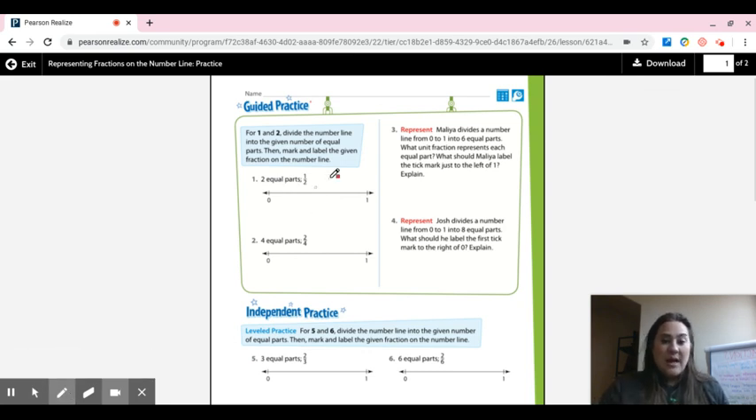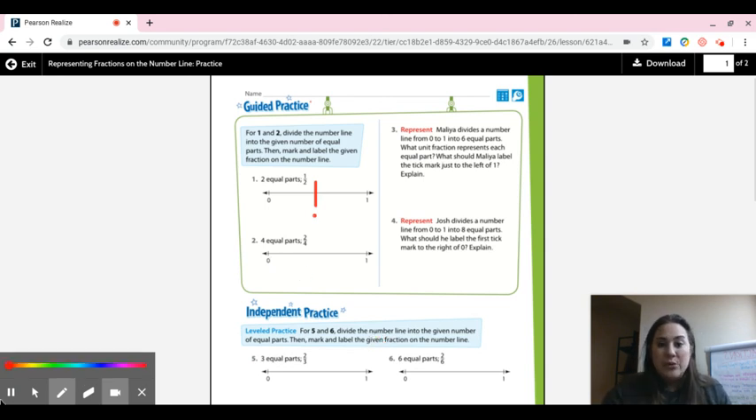2 is the denominator. We know it's going to be divided into 2 equal parts. So you would draw your line down the middle. I've got 1, 2. Now I'm going to mark 1/2. Remember, you're counting the gaps. Well, here's 1 gap. So this is where 1/2 is.